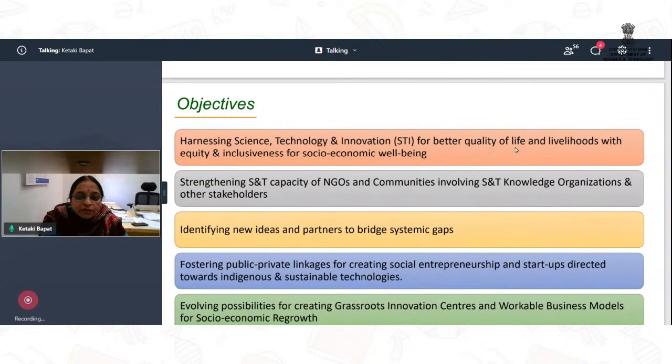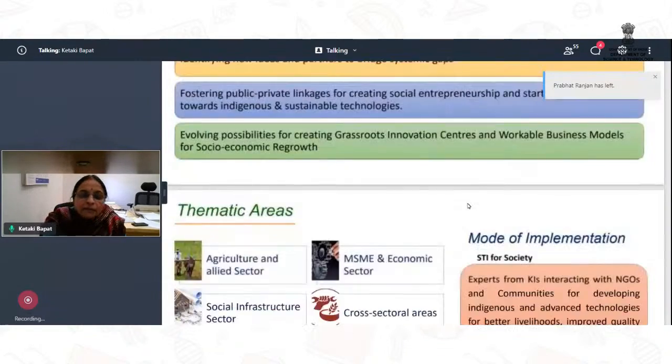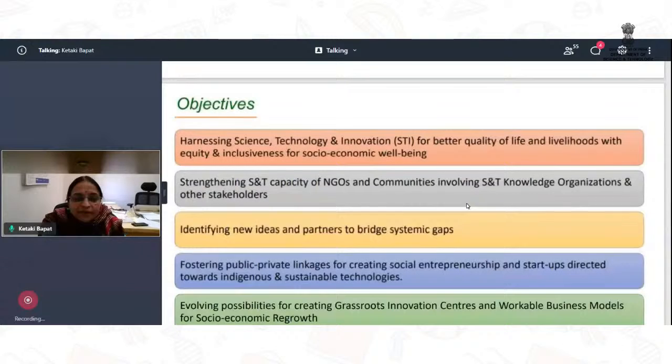Now, these are the objectives. How can we harness this science and technology innovation for better quality of life, livelihood, and equity, inclusiveness for social economic well-being? Also, the strengthening of S&T capacity of NGOs and communities involving S&T knowledge organizations. And also the new ideas, new areas, and how can we converge with the new initiatives of the government also.